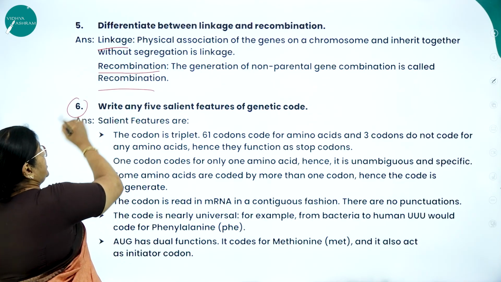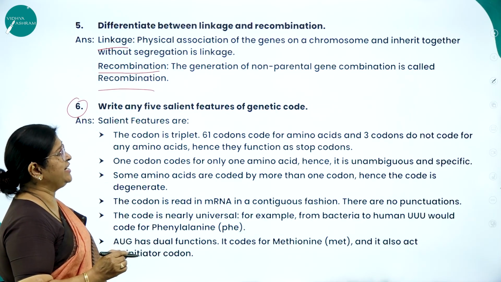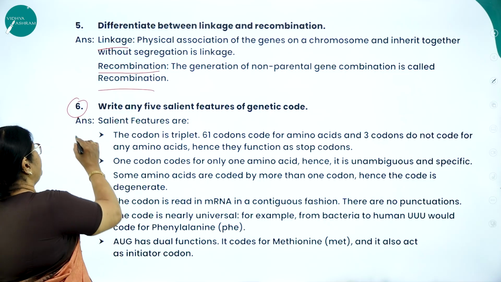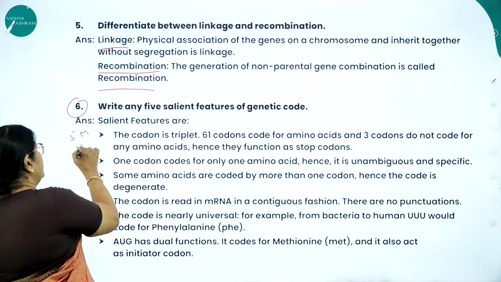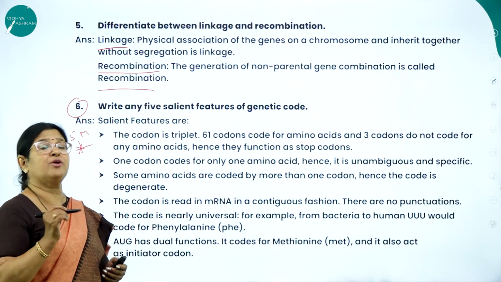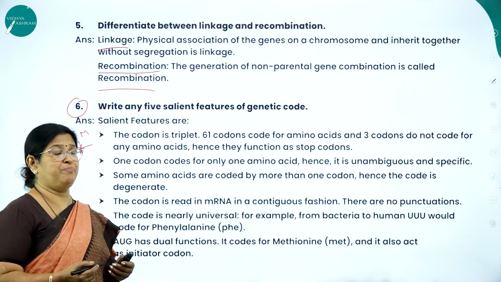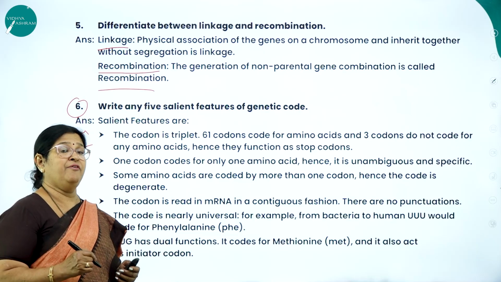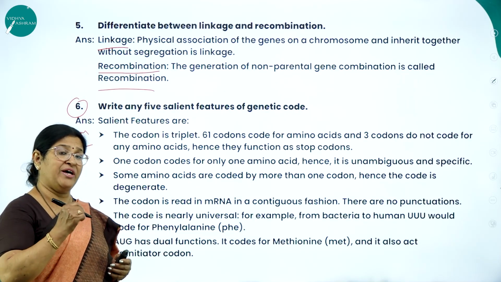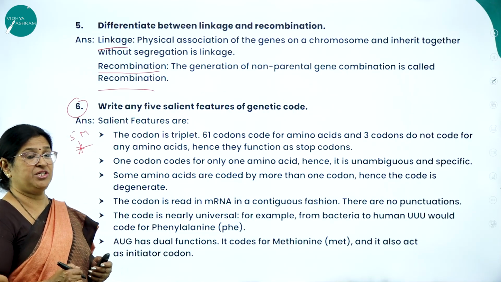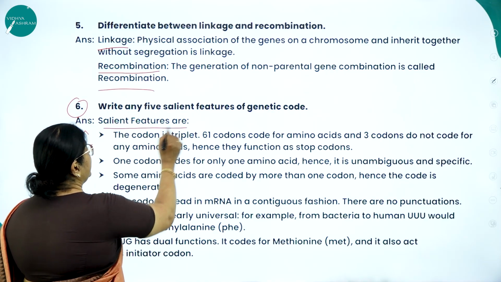Next, question number 6. Write any 5 salient features of the genetic code. So this is usually for a 5-mark question. This is also a very, very important question. You might have just gone through the previous question papers, and this is one such question which is repeatedly asked. So this is very important from examination point of view. So what are the salient features?